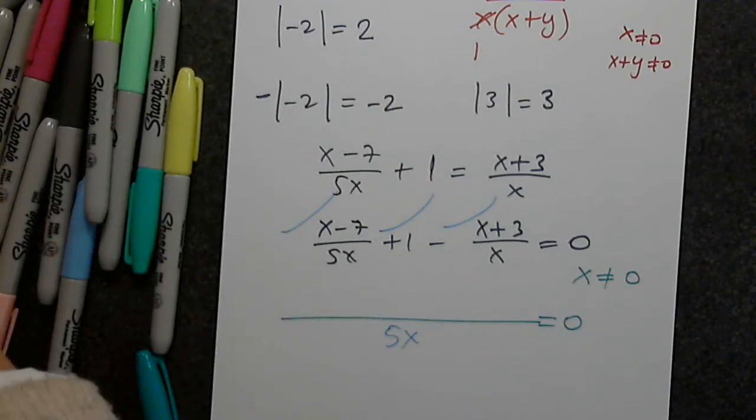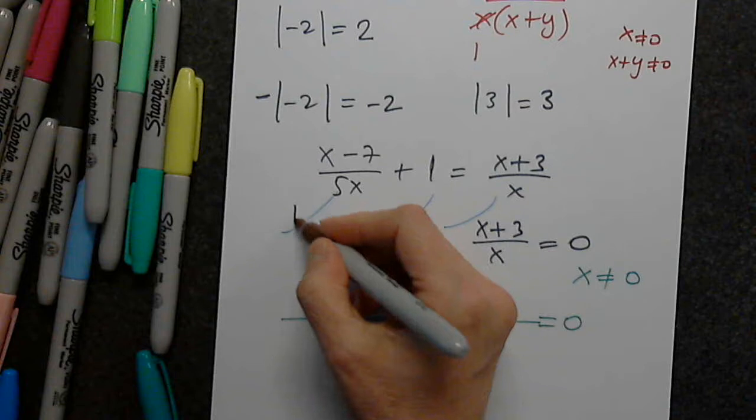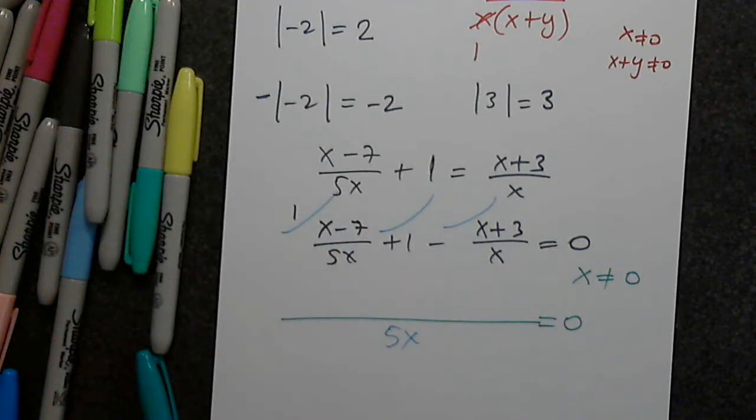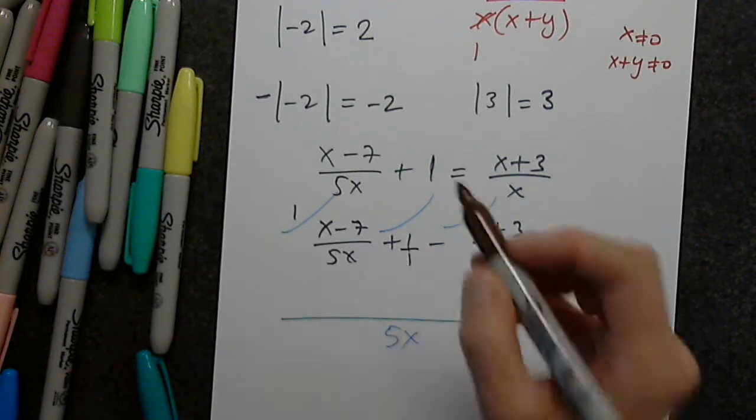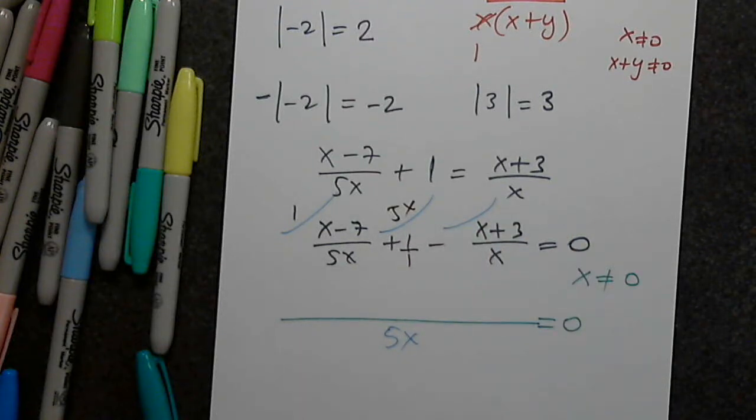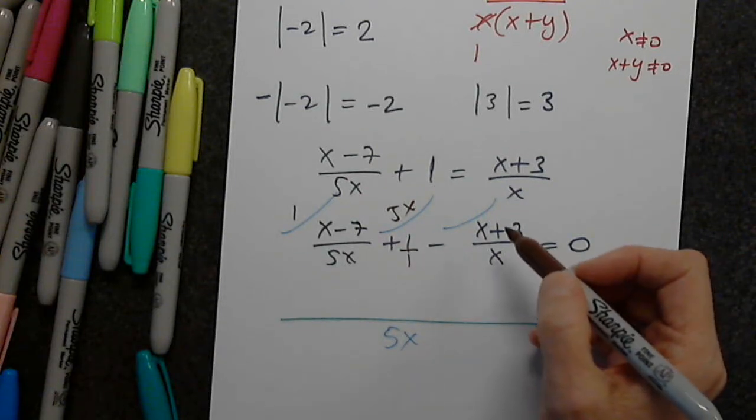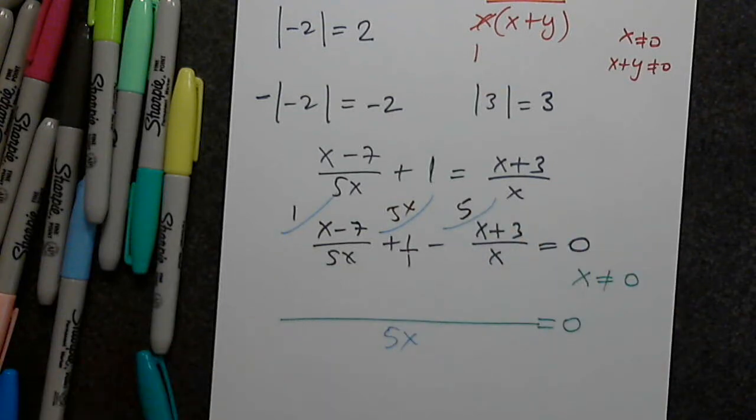So now, can anyone give us the adjustments for each fraction? There's nothing for the first one. If you want to write something, I would write 1. Or nothing. For the middle fraction, this is 1 over 1, of course. Indeed. Its denominator was multiplied by 5x. The numerator has to be multiplied by 5x. And the last one needs a 5, indeed. Awesome.